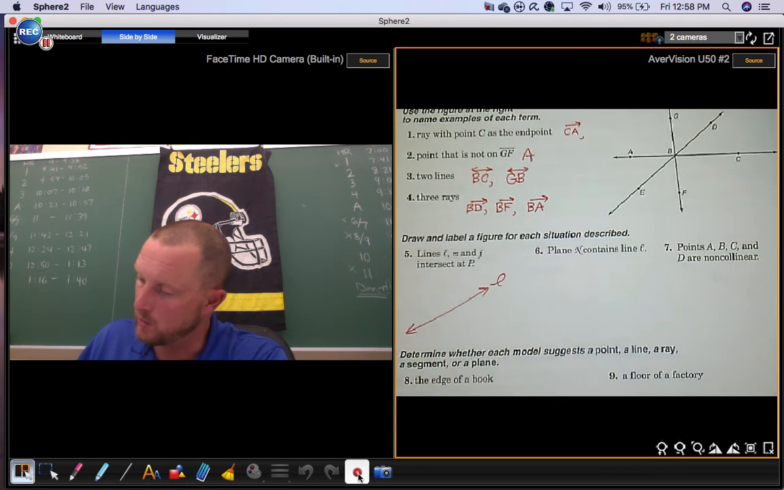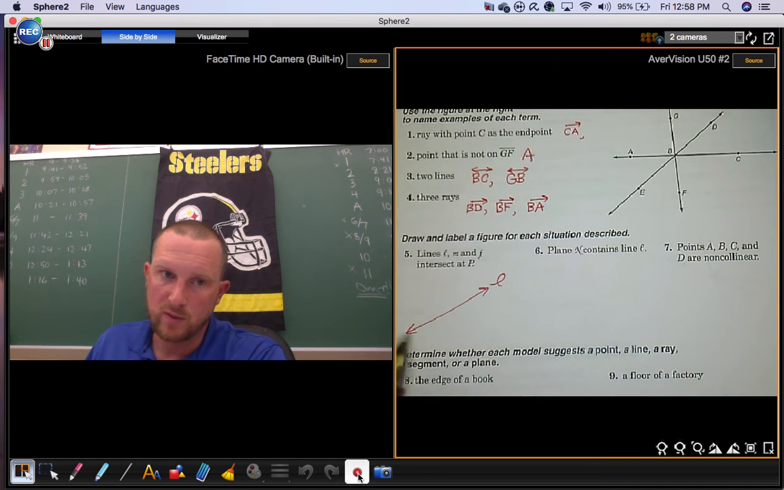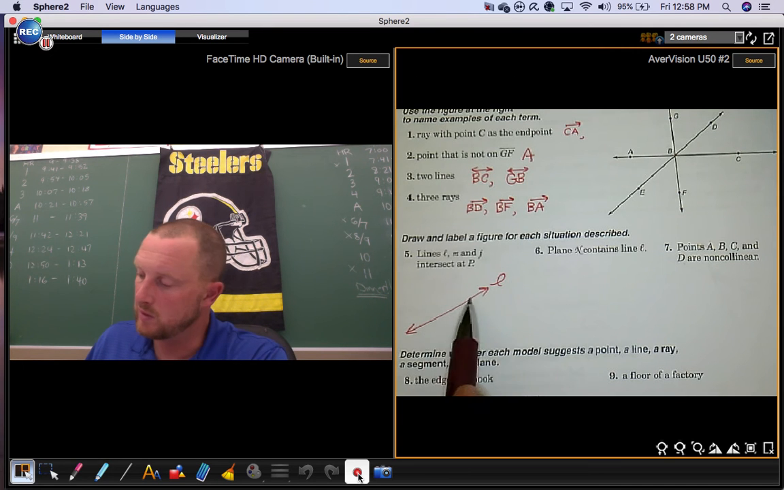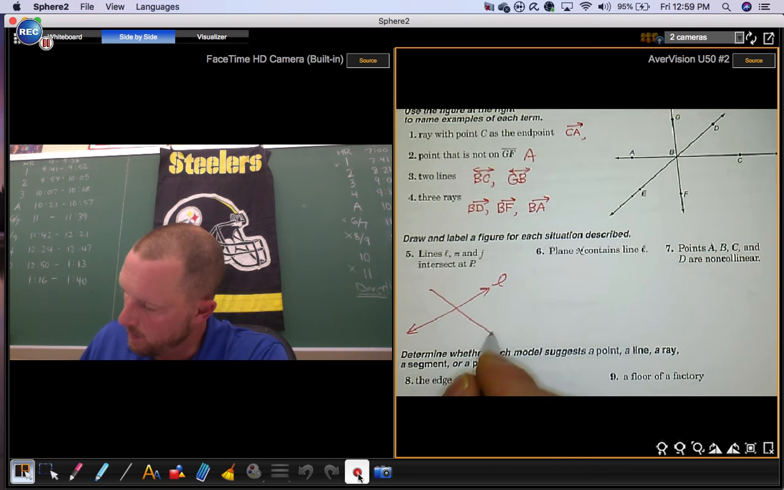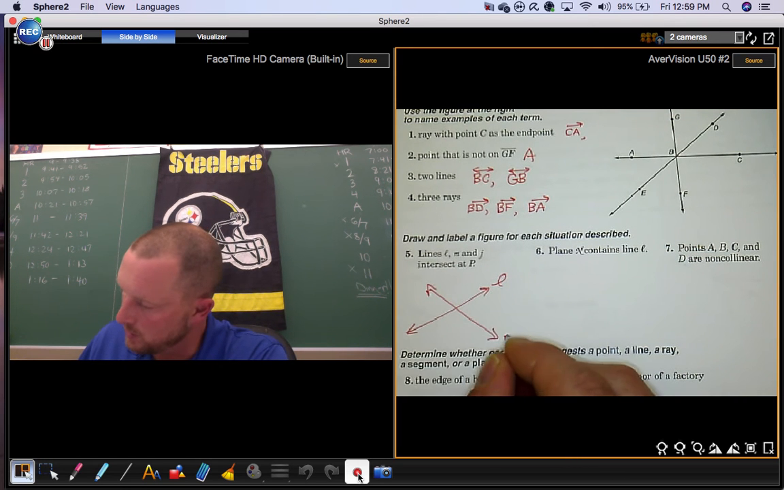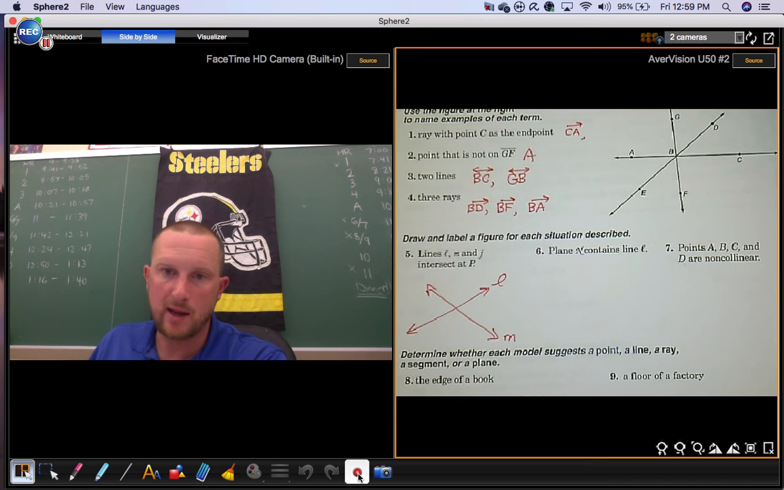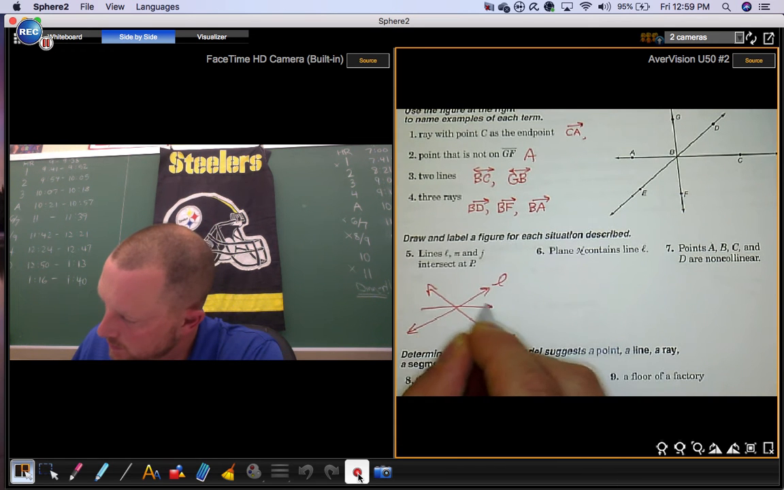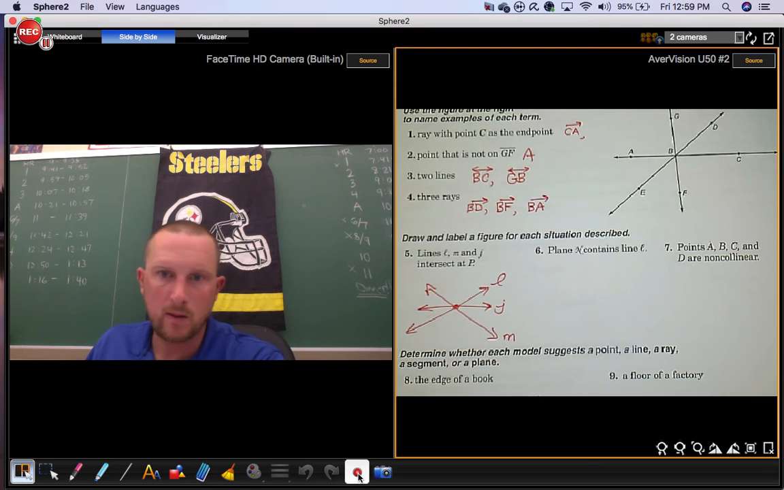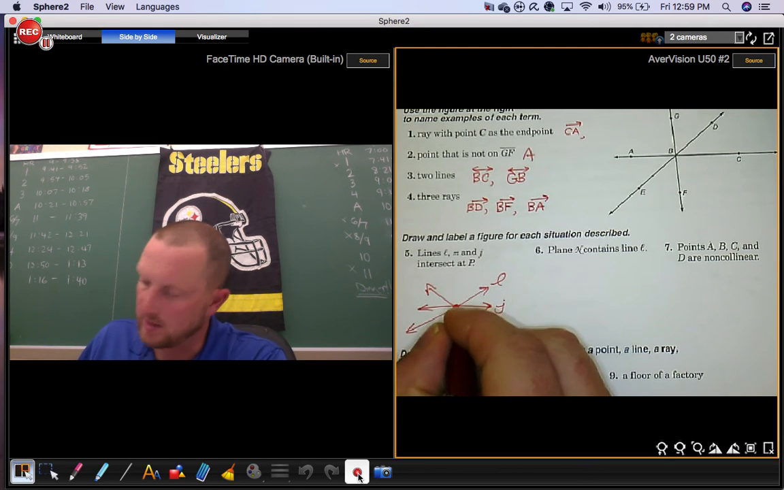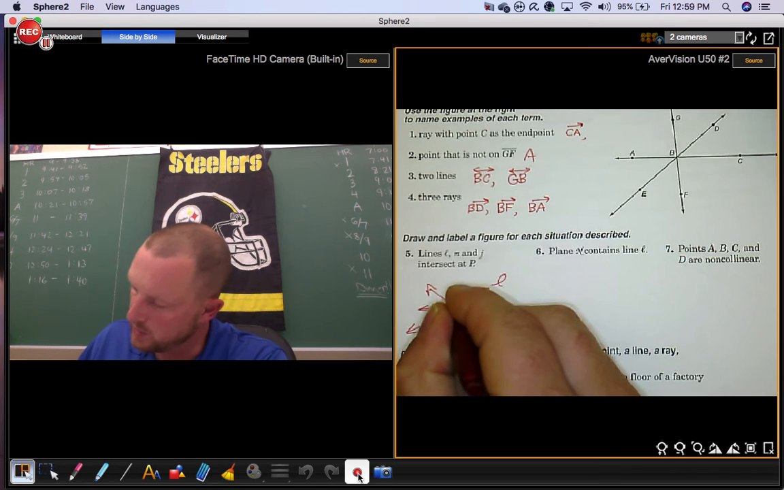I'll call that one lowercase l. We don't do this a lot. Typically, we use two capital letters, the 2 points, to name the line. But they want us to do it this way. There's line M. There's line J. They all intersect at a point, then we should call it point P.